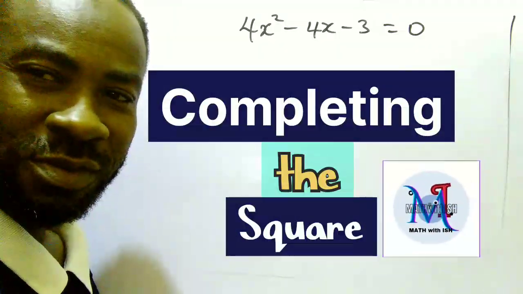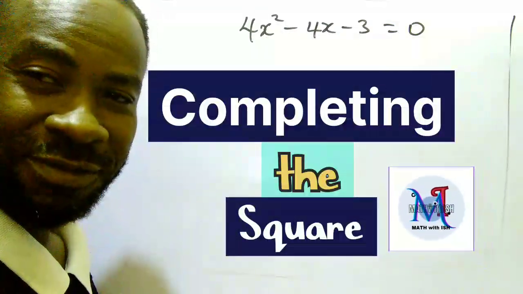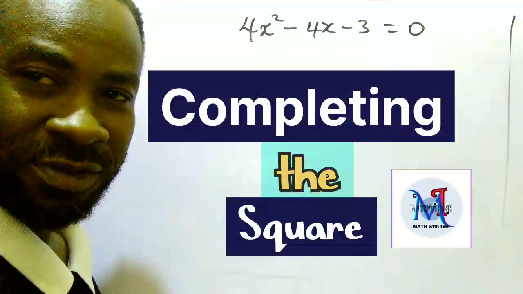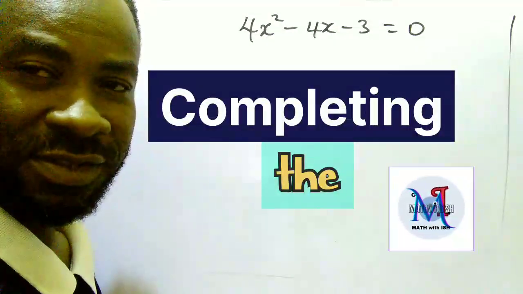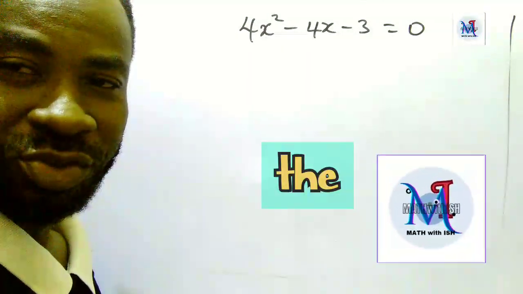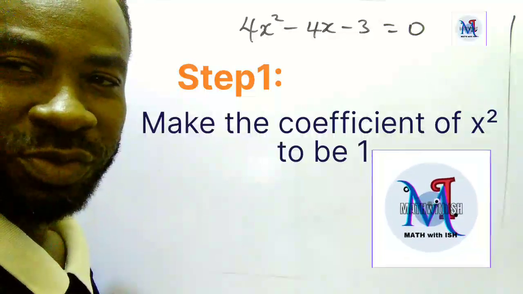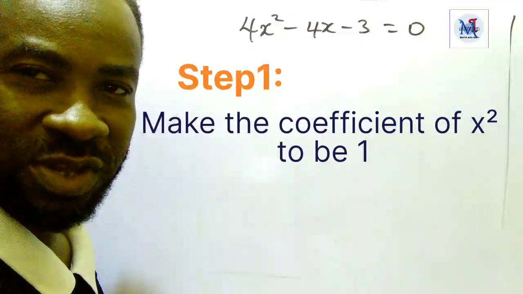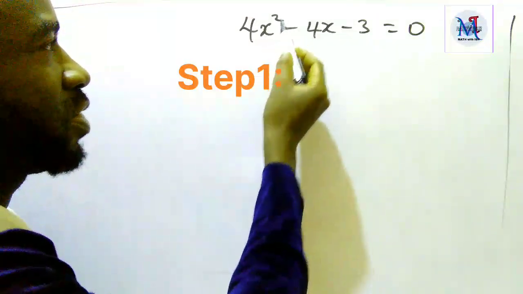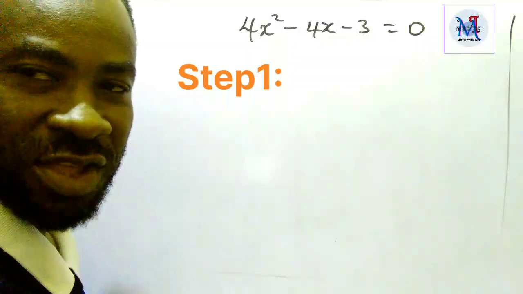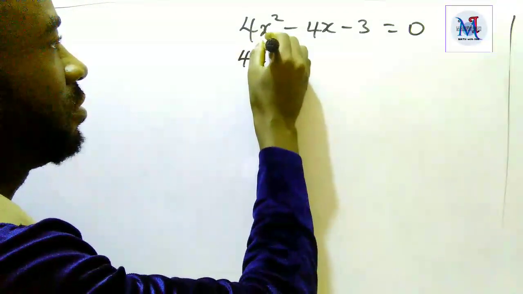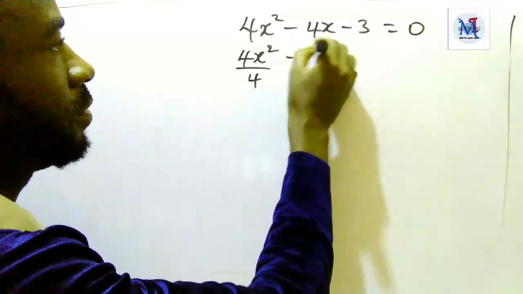Now, for you to use the completing the square method, the steps to follow are these. Step 1 is that you are going to make the coefficient of x squared become 1. And how will you do that? By using the coefficient of x squared to divide through all the terms. So the coefficient of x squared here is 4. Any number attached to x squared is called the coefficient. So I'm going to divide each of the terms by 4.